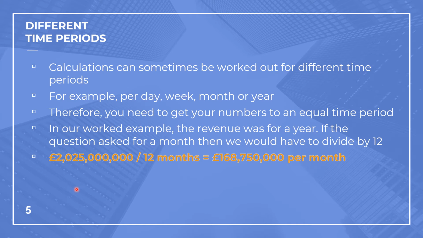So if our revenue was across a whole 12 months, for example, but you wanted to find out how much your profit was going to be per month, then we need to work out what our revenue is per month as well. So our revenue was just over 2 billion. If you divide it by 12 months, you end up with 168,750,000 per month. So then if you were to use that revenue and you knew what your costs were per month, you could subtract those and you would get your monthly profit.